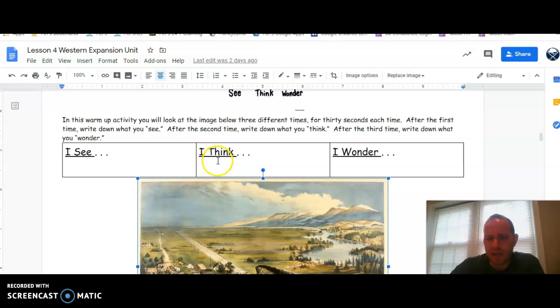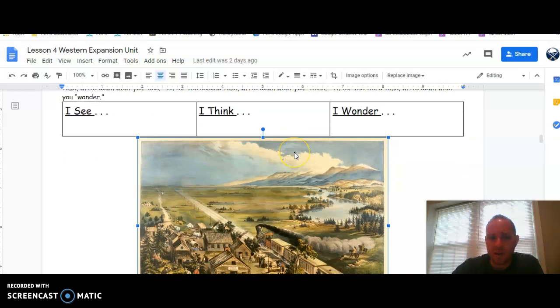Then take about 30 seconds, think about what you see, think about what it means, what you think the symbols stand for, why things are the way they are in the image. And finally, come up with some questions. What are you wondering? What aren't you sure about? What symbols in the lithograph may you not understand?